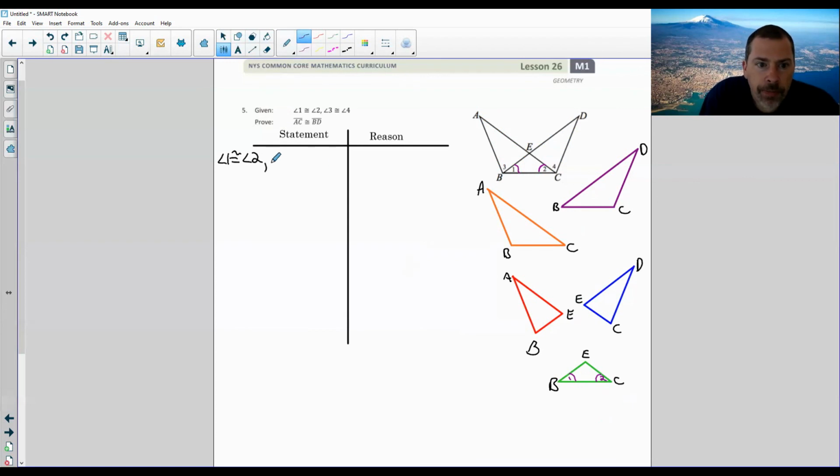All right, comma. Angle 3 is congruent to angle 4. Angle 3 is right here. Angle 4 is right here. Those came off of the little triangle here, ABE. And so angle B in this triangle is 3. And then DEC is the blue one here. And this would be my angle number 4 in that triangle there. Okay, reason: given.